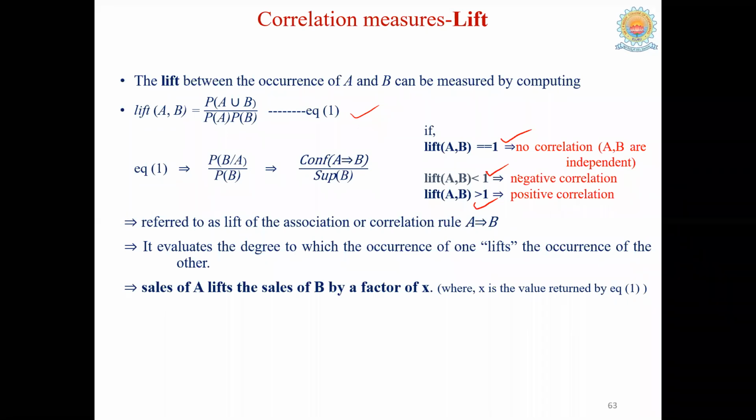So, if the lift value is less than 1, we can say that there exists a negative correlation among the items A and B. And if the lift value is greater than 1, then there exists a positive correlation among the items A and B. If the lift value obtained from this equation is equal to 1, then there is no correlation among the item sets, which means that item sets A and B are independent. Independent in the sense that sales of A does not influence the sales of B. Similarly, sales of B does not influence the sales of A.